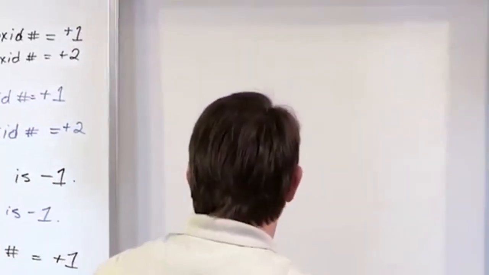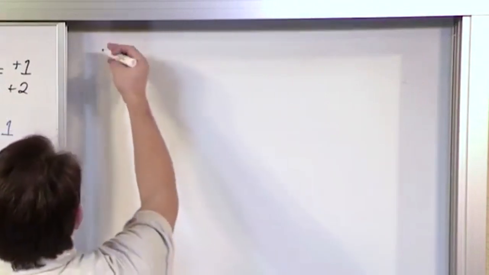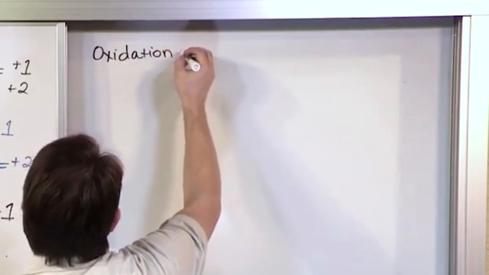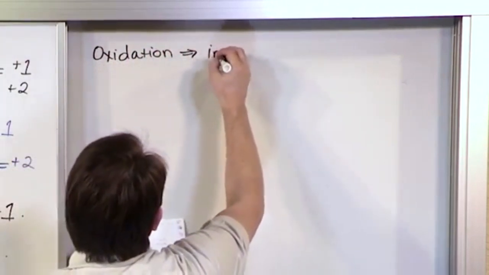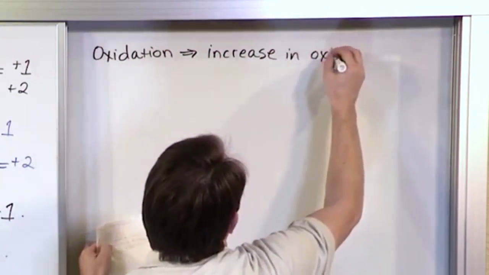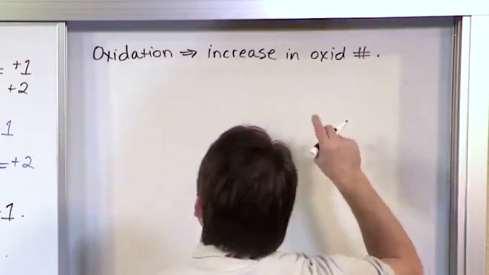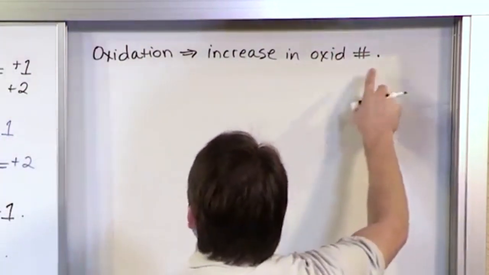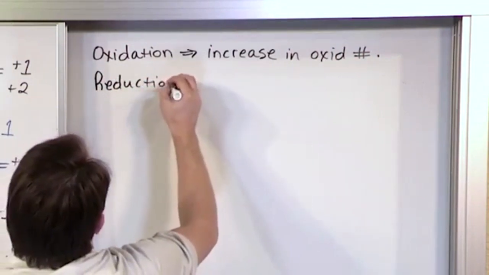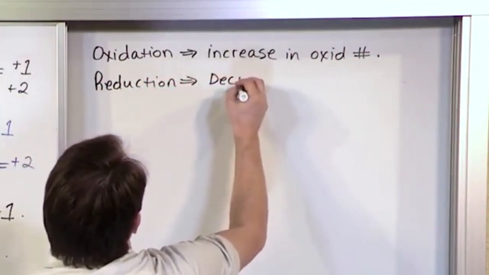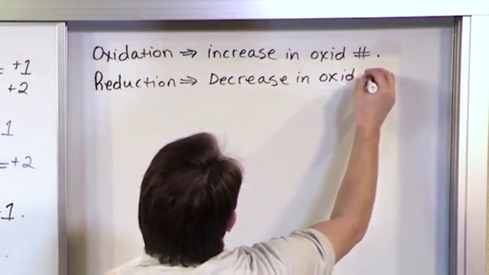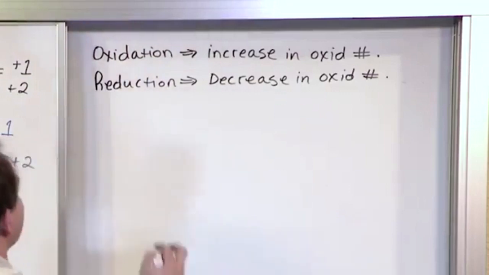So specifically, the definition of what we're looking for: oxidation is very easy, actually. It's the increase in the oxidation number. So if oxidation is defined to be the increase in oxidation number, then reduction is defined to be the decrease in the oxidation number in a chemical reaction. This is really important stuff.